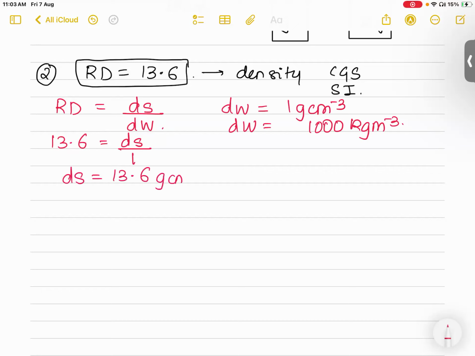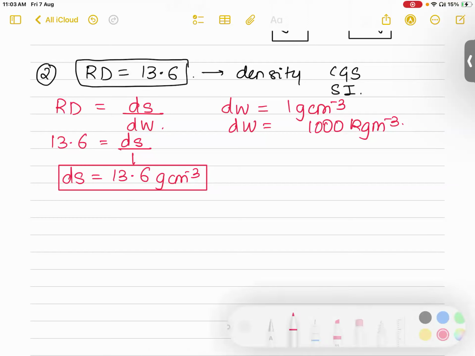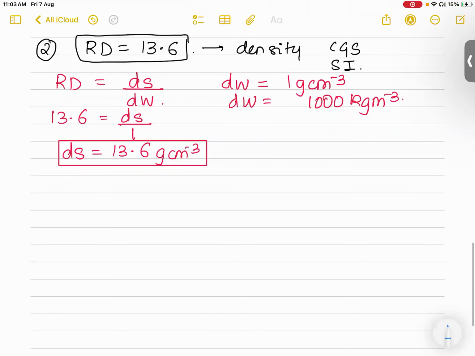I will cross multiply, so I get density of solid as 13.6 g cm^-3. This is what we will try to get here. Now, students, I will use it in my formula. This which you have got is the CGS unit. We are supposed to even calculate in terms of its SI unit.